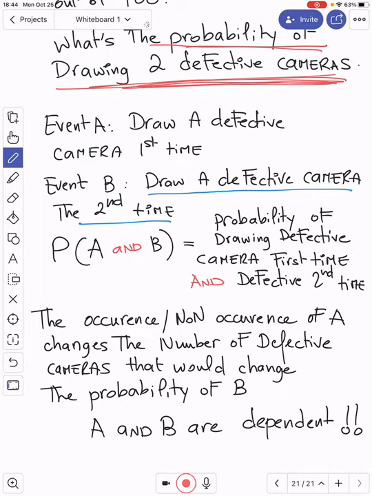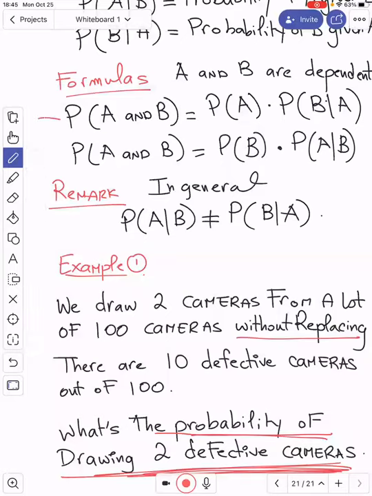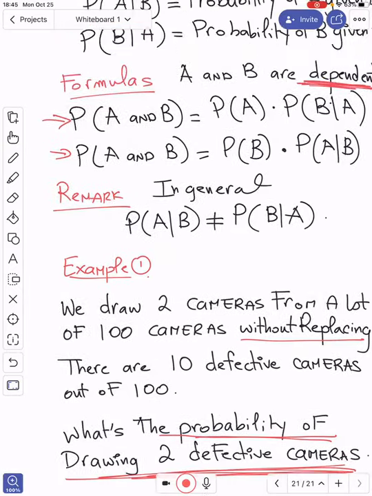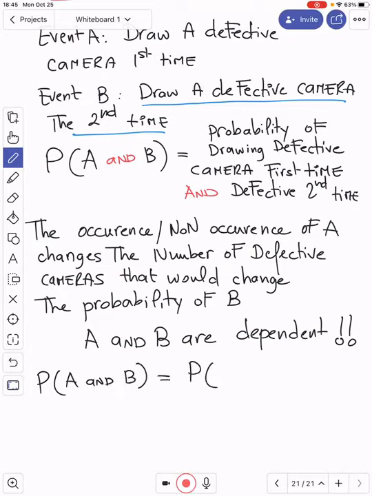Okay, I hope this makes sense to you guys. Now, I need to compute this probability of A and B. I know that A and B are dependent, so we need to use this formula right here, or this one. Let's say we want to use the first one. Because A and B are dependent, the formula is the following: the probability of A and B is equal to the probability of A times the probability of B, given A.